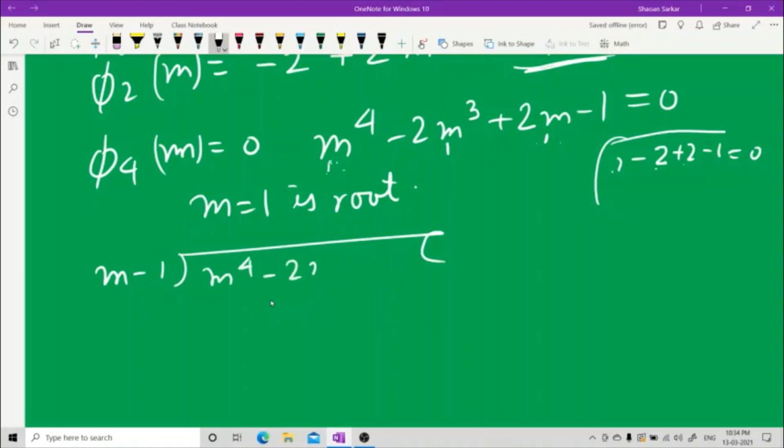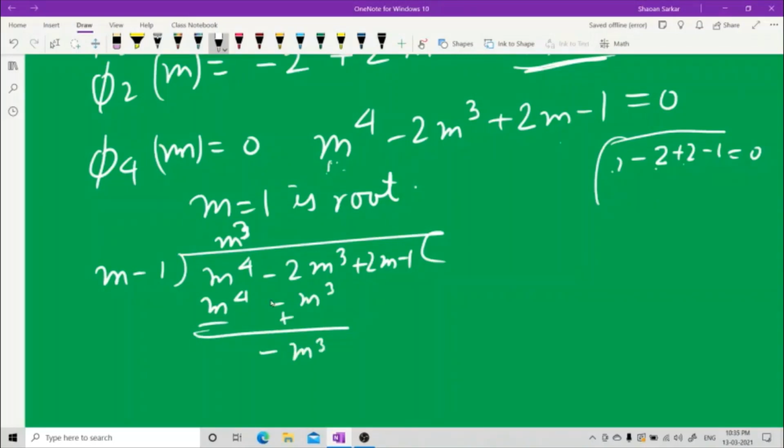M4 minus 2 m cube. Let's rub all this, otherwise you'll get confused. M cube plus 2m minus 1. You take m cube. M4 minus m cube. Now you have minus and plus. Minus m cube plus 2m. Now you take minus m square. You will get minus m cube minus m square, you will get plus m square.